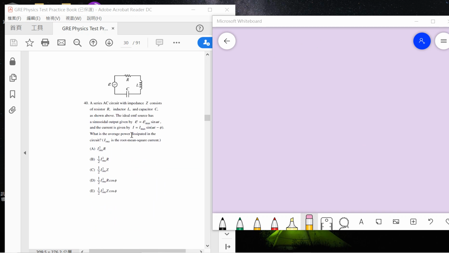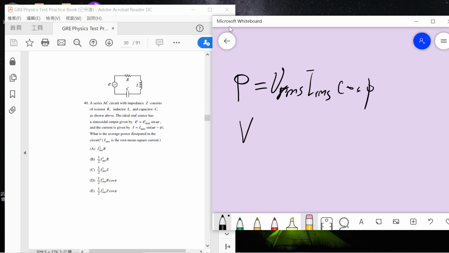Congratulations. So number 40. Unfortunately, for number 40 you need to remember a formula. If you don't remember it, you need to solve it by yourself. The formula is this one. You also know that V root mean square is I root mean square times Z, where Z is the impedance.